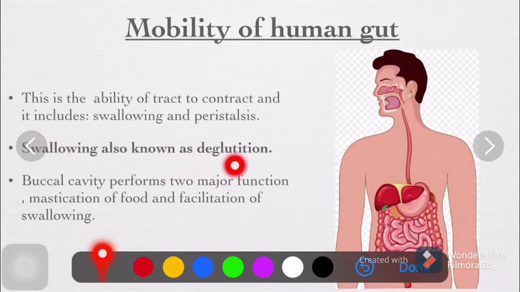Swallowing is also known as deglutition. So the other name for swallowing is deglutition. The buccal cavity performs two major functions: mastication of food and facilitation of swallowing. So when we talk about the function of the buccal cavity, it is to cut the food into very small particles and to facilitate swallowing, that is, to push forward the food which we had taken in our mouth.